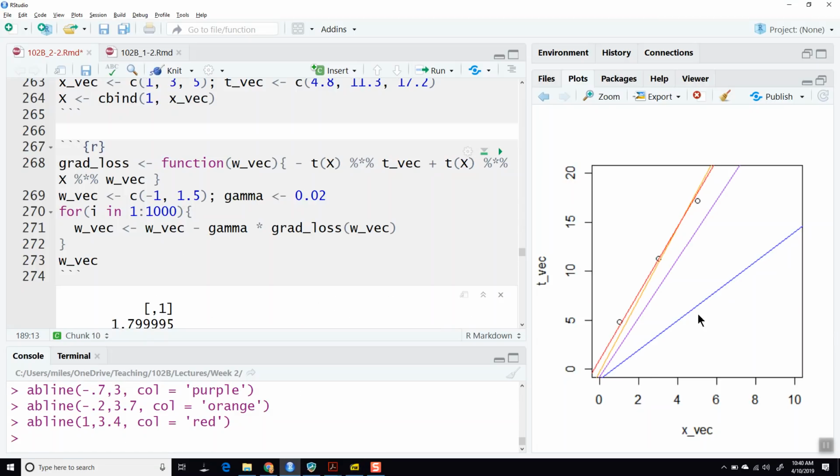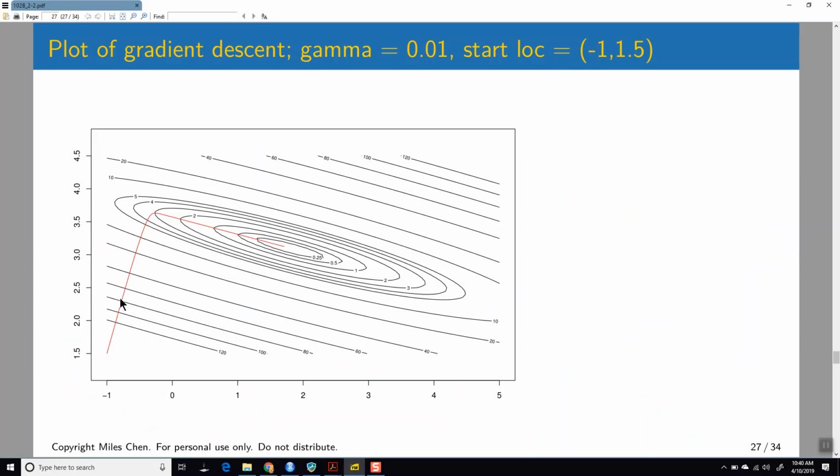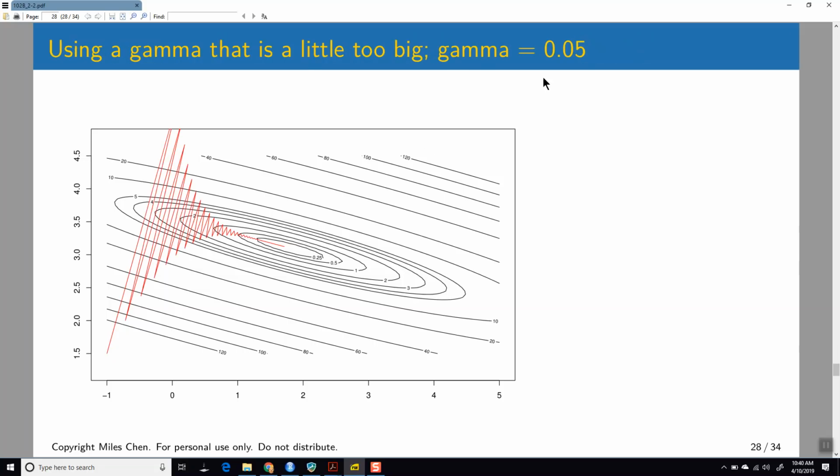You know, we just started off at this terrible location, and we're just saying, okay, what we need to do is we need to crank up the slope, and then we'll adjust our intercept and shift this around accordingly. Okay, that's using a gamma of 0.1. I want to just show you what happens if you use a gamma that's a little bit too big. Okay. And so here, on the next slide, I'm going to start at the same location of -1 and 1.5, okay? But I'm using a gamma of 0.05, okay?